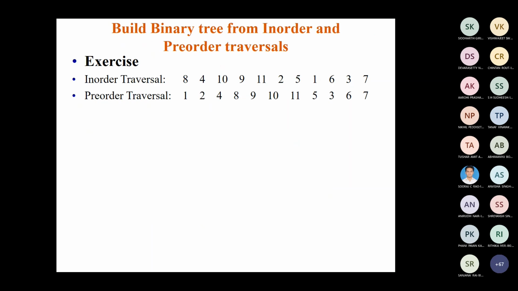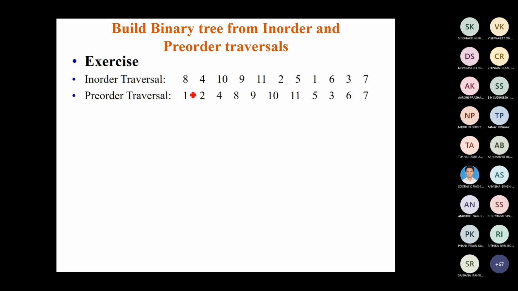So, build a binary tree from the in-order and pre-order traversals. This is an example which I have given. You can construct the binary tree for this exercise. Could you do it quickly? I'll give you 3 minutes. Just go through it and build a binary tree. Make use of the pre-order traversal and in-order traversal. Pre-order traversal is used to identify the root.